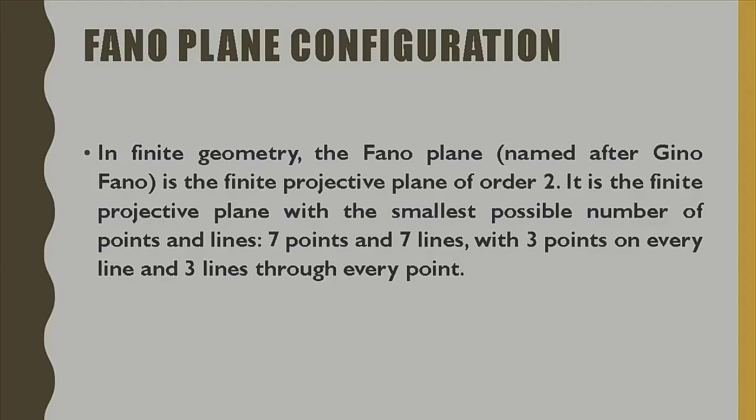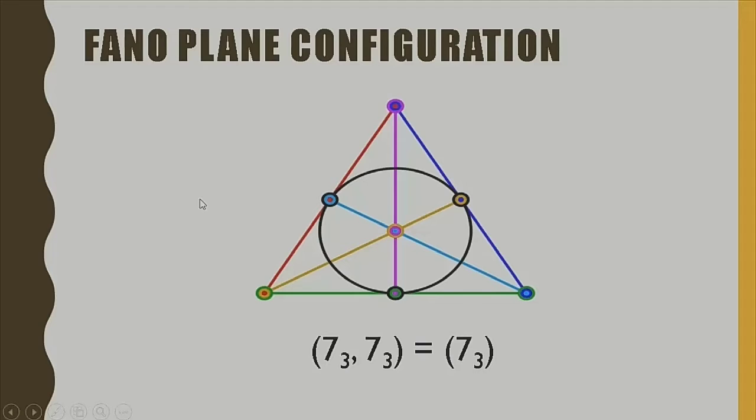So now we will proceed to our first configuration, which is the Fano plane. In finite geometry, the Fano plane, named after Gino Fano, is the finite projective plane of order 2. It is the finite projective plane with the smallest possible number of points and lines, 7 points and 7 lines, with 3 points on every line and 3 lines through every point. Next, we have here the figure of the Fano plane with a configuration of 7 sub 3.